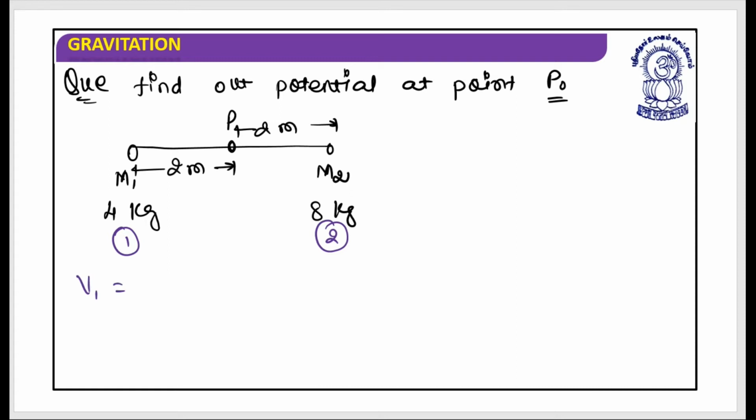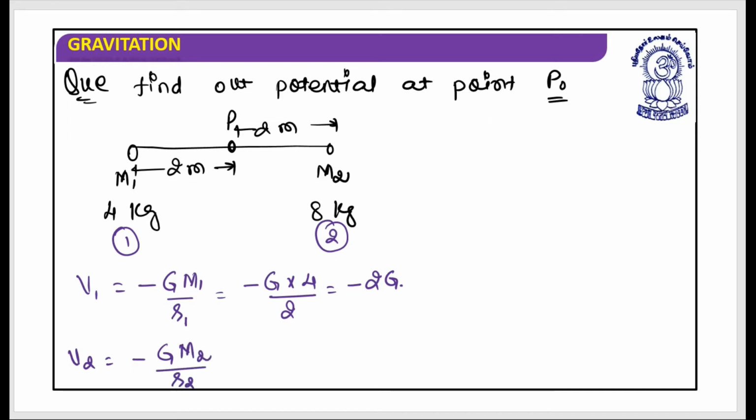Then this V1 would be equal to minus of G m1 divided by r. This is equal to minus of G multiplied by 4 divided by 2. This is equal to minus of 2G. The V2 would be equal to minus of G into m2 divided by r2. This is equal to minus of G into 8 divided by 2. This is equal to minus of 4G.